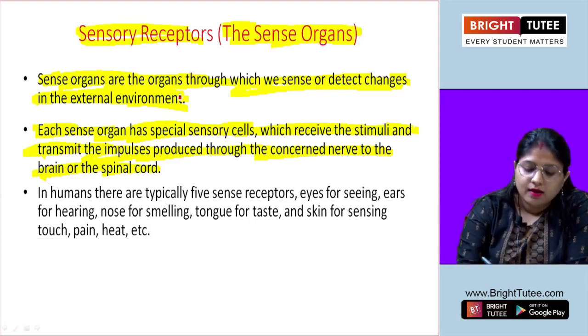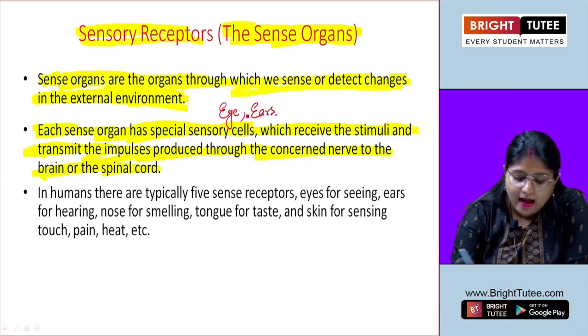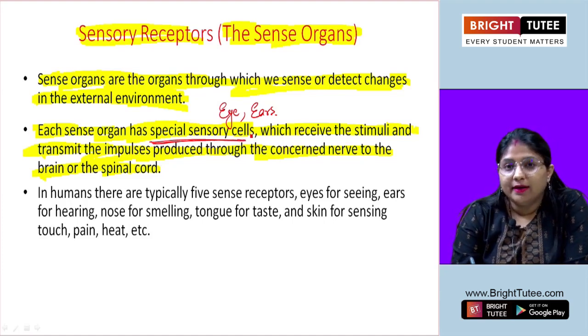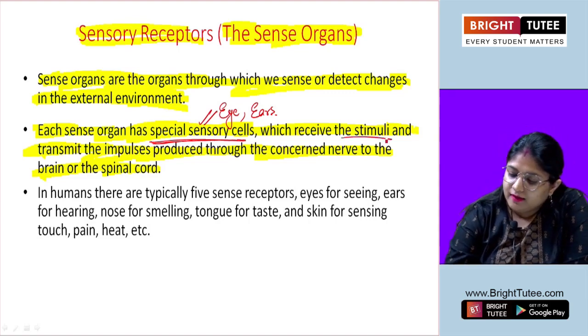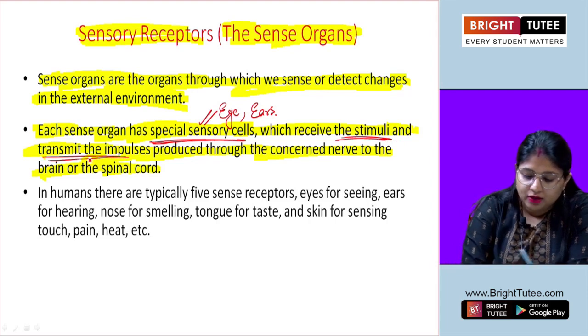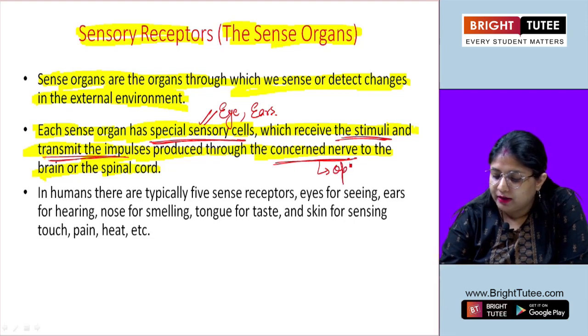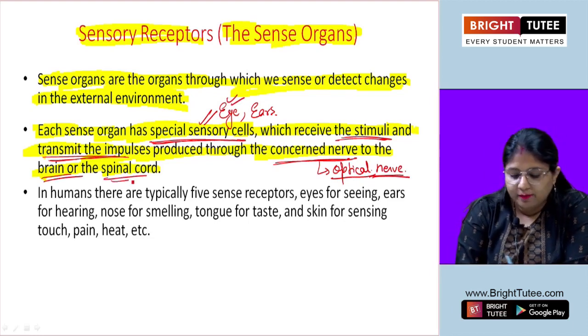Each of these sense organs, be it your eyes or your ears, has special sensory cells which are connected to a particular type of nerve, and this nerve conveys the information from these sensory cells to the brain or the spinal cord. They receive the stimuli and transmit the impulse through the concerned nerve. For example, for the eye we have the optic nerve, and this nerve conveys the information received by the eye to the brain.